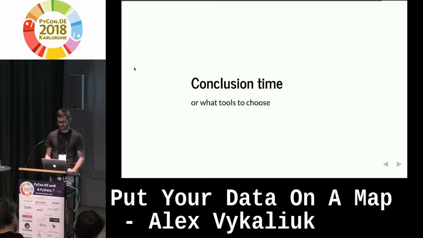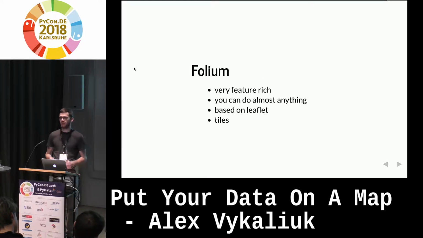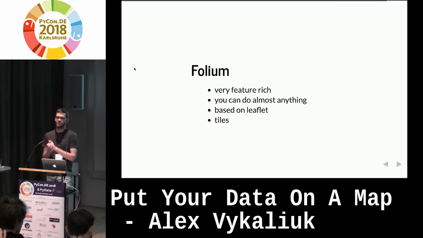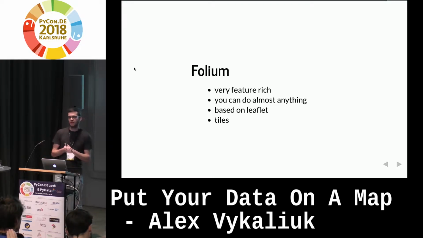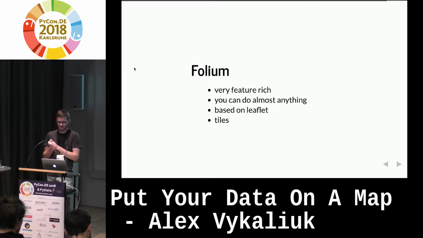And it's time to make some conclusions, or what to choose when. So we have Folium. Folium has a lot of features. It has plugins, and it is really well supported, and it relies on Leaflet.js, which is like a standard in the mapping industry to do web maps, because you can change the tiles. You're not dependent on, for example, Google or someone else to have your maps.